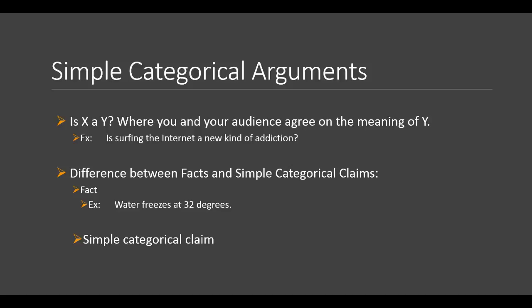A simple categorical claim, on the other hand, is a contestable interpretation of facts. Often it is difficult to draw the line between a fact and a claim. The acceptance or skepticism of a given audience can determine what passes as a fact or what becomes a claim that the arguer needs to support.